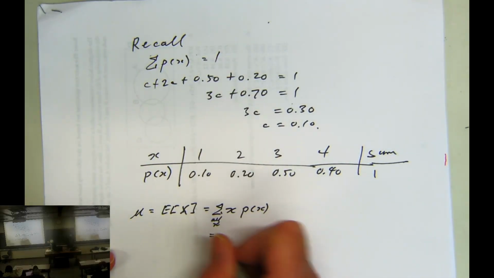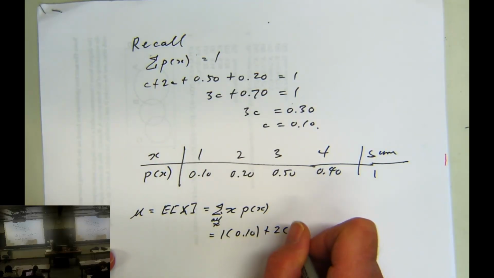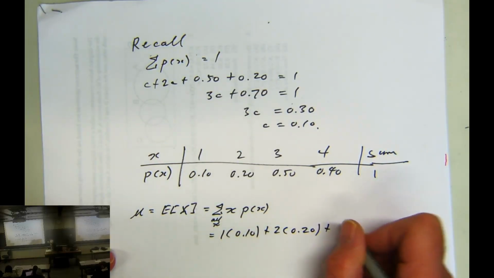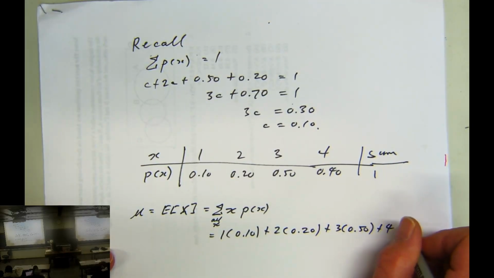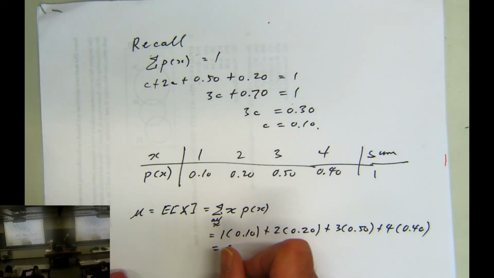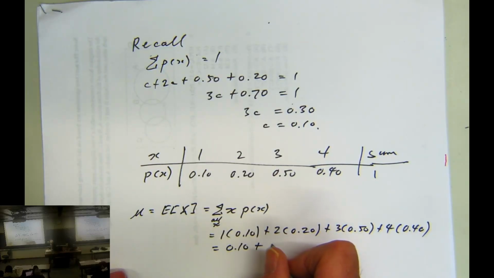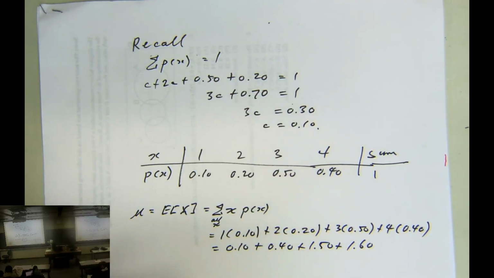Okay, so we got that. So what are we going to do? We're going to take 1 times 0.10 plus 2 times 0.20 plus 3 times 0.50 plus 4 times 0.40. Oh my goodness, this could crack my brain here. 0.40 plus 1.50 plus 1.60. And what's that come out to? Three points. Did I make any mistakes in there?